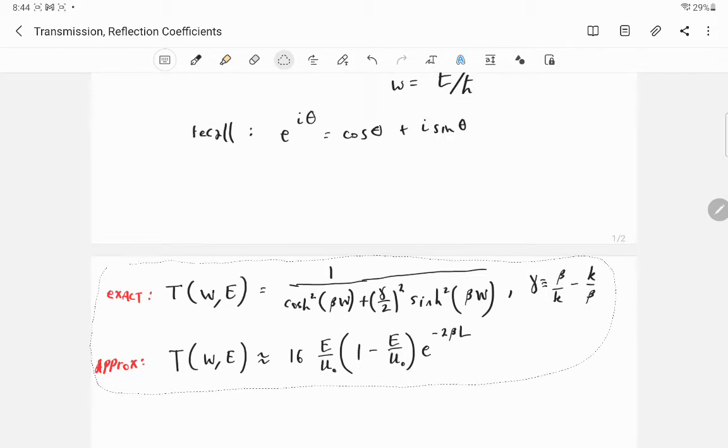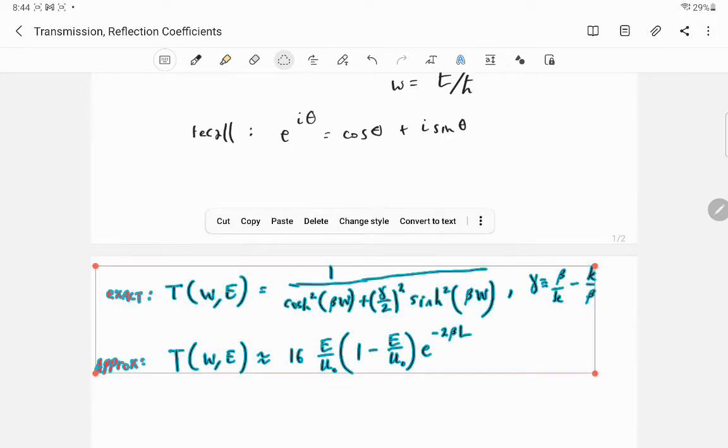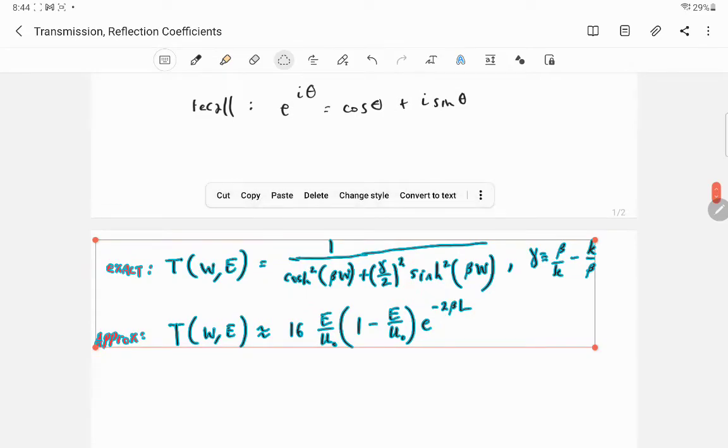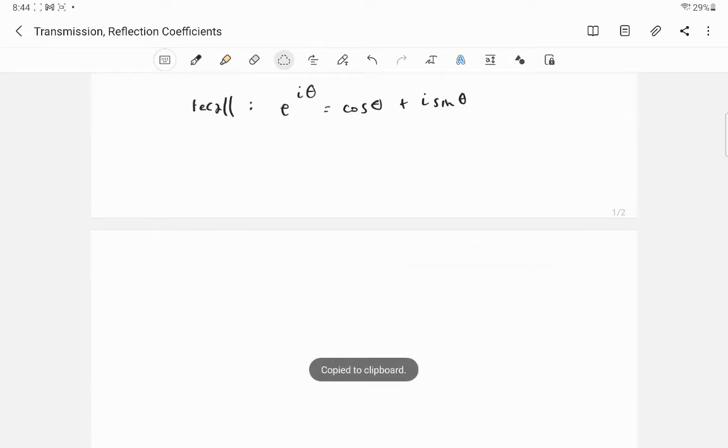I had to write this down because I can't remember these things. So I'm going to just cut it.